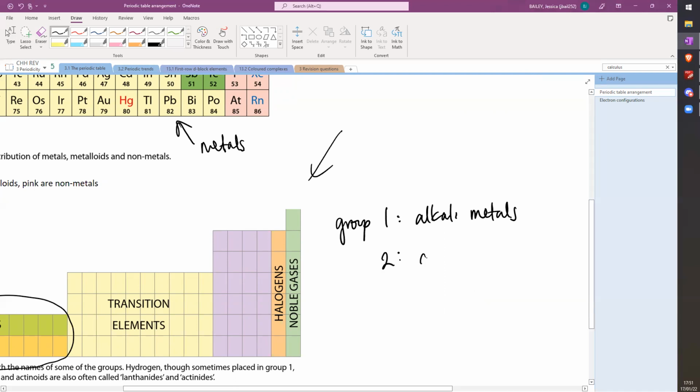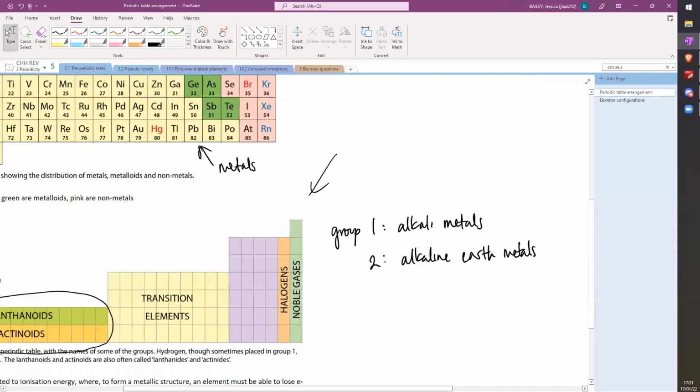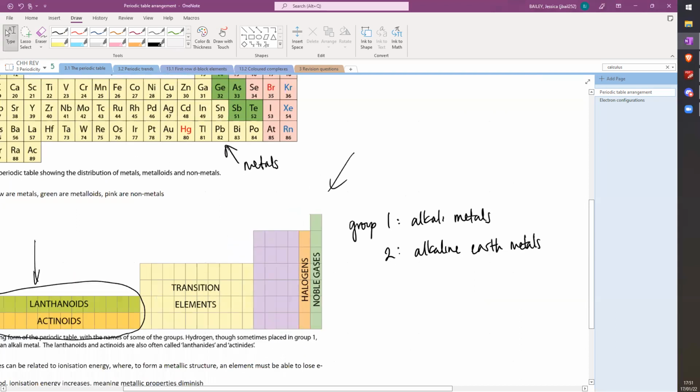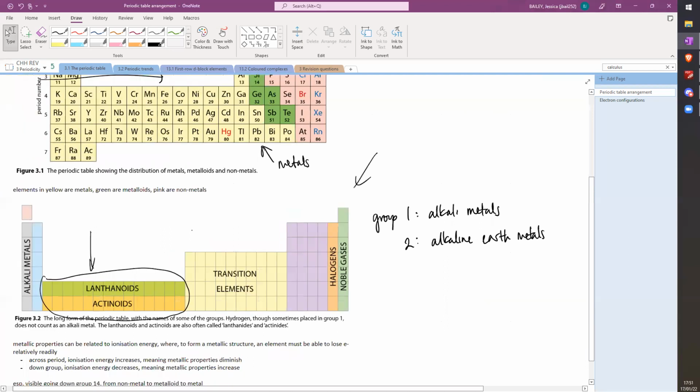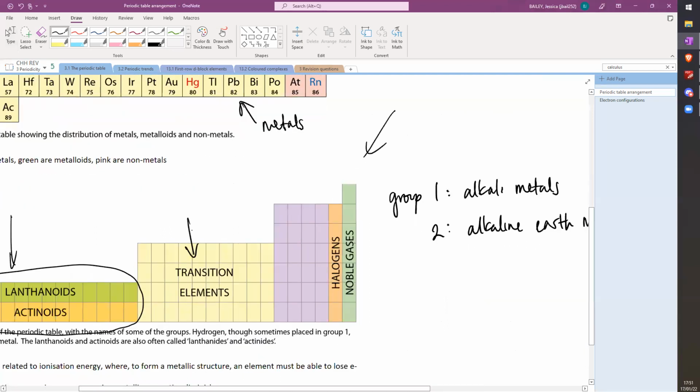Group 2 is called alkaline earth metals because they also form basic solutions when they're combined with water, but I don't really know why they're called earth metals, not really my problem. Transition elements, we're going to cover those in 13.1, I think, and they have their own characteristics that we can discuss then. These groups don't really have names because they're not that important.